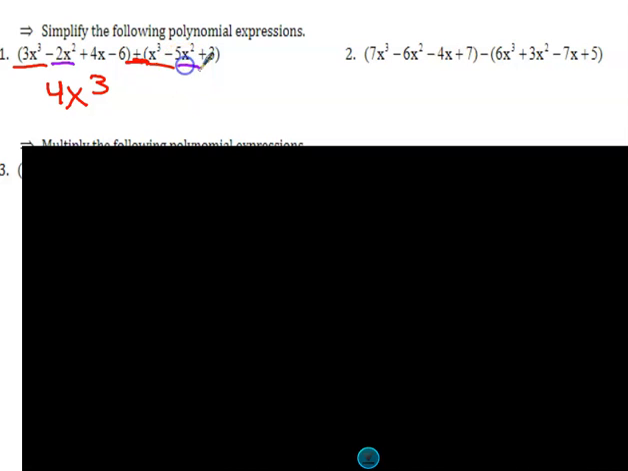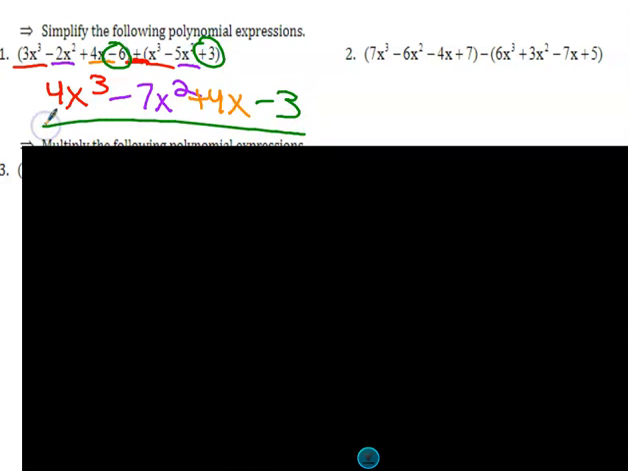Negative 2x squared and negative 5x squared is negative 7x squared, and keep the train a-moving. And then I have plus 4x. And then I'm going to combine the last 2. So negative 6 and positive 3 is negative 3. And there's my polynomial.